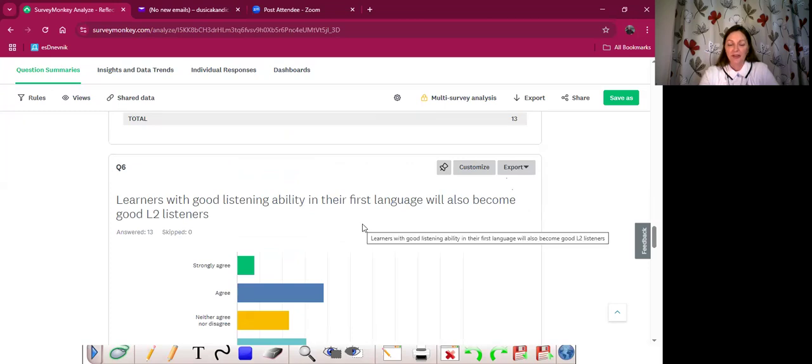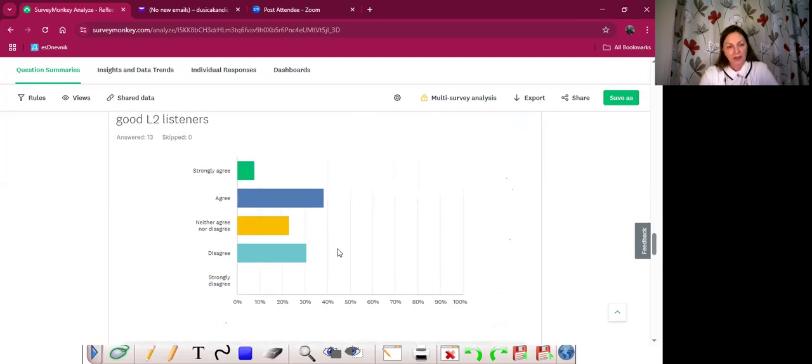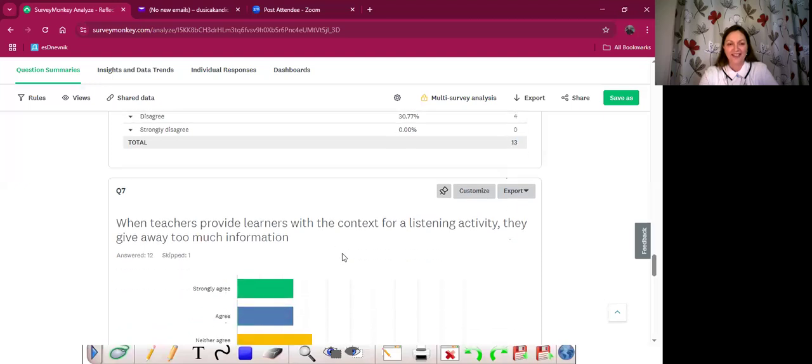Learners with good listening ability in the first language will also become good L2 listeners. Okay, but do we teach our students to listen in their native language? Do we have listening practice? Not so often, I think. We just expect learners to be able to listen in their native language. So it can help, but there is no correct answer for this.